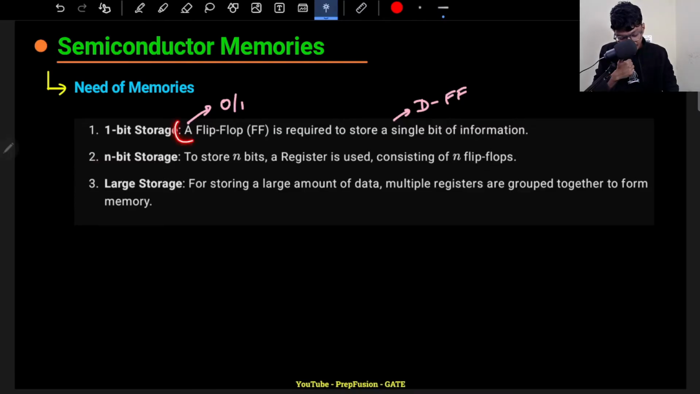Now, if a flip-flop is required to store a single bit of data, then how many flip-flops will be required to store n bits of data? For n bits of data, we require n flip-flops. Now, what we do is we have a new unit known as registers.